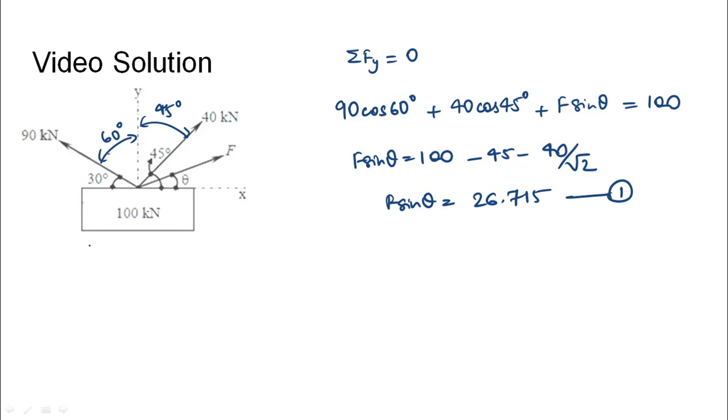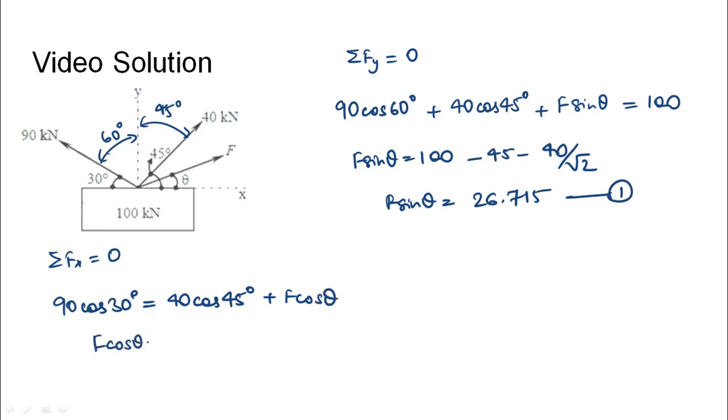Next we will resolve all the forces along the x-axis and make it 0. So on the left side we have 90 cos 30 degrees, and this should be equal to 40 cos 45 degrees plus F into cos theta. Using this we would have F cos theta as 45 into root 3 minus 40 by root 2. So F cos theta would turn out to be 49.655. Let us call this equation 2.